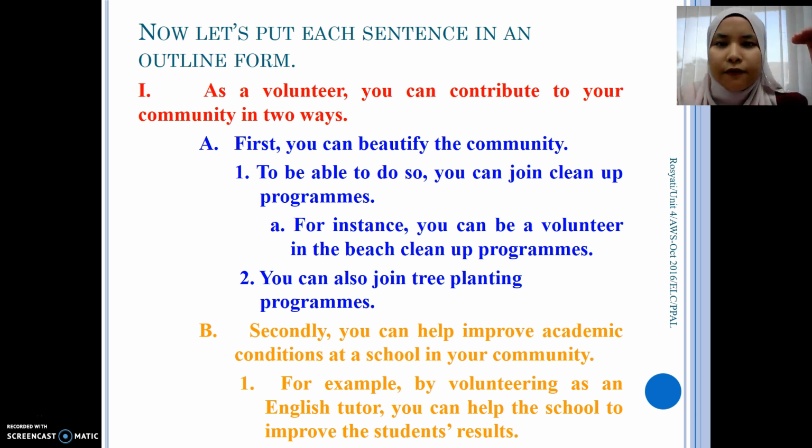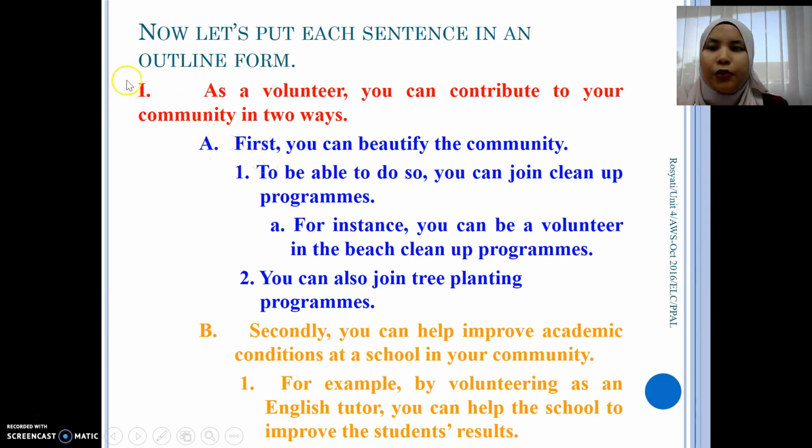Your first topic sentence is actually the first sentence in your body paragraph. Immediately after your introductory paragraph, you write the body paragraph, and the first sentence is the topic sentence. This is the head, the one in red. For example, "As a volunteer, you can contribute to your committee in two ways." But in your case, follow your own topic. For example, you will begin with: one of the effects of hate speech in social media is from the aspect of emotional. Full stop. That's it. You will elaborate further on this.